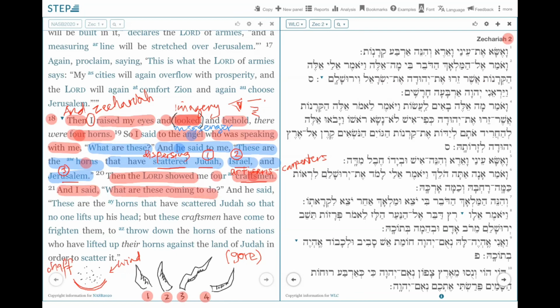So the first question we need to ask is, who are these four horns? What do they represent? They represent nations, kingdoms that come to gore Judah, Israel, and Jerusalem. And so one view of it is telling us that this would be Assyria. No, not Assyria, sorry. That we are told would be Babylon, would be Medo-Persia, would be Greece, and would be Rome.